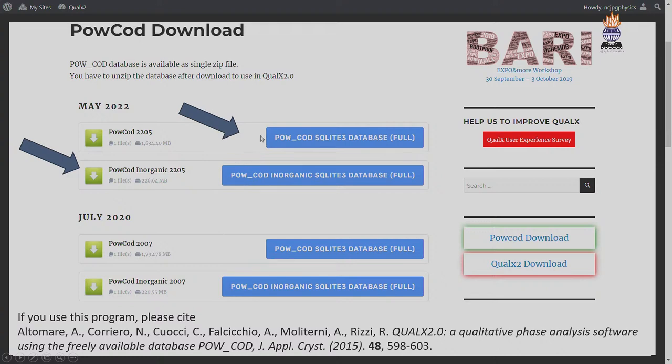And after that, please use the reference of this software. If you are writing papers, please cite the reference for Qualex. Because it's a free version, using it without quoting the reference is not ethical. Please use the reference of Qualex. This is a free version of the software.